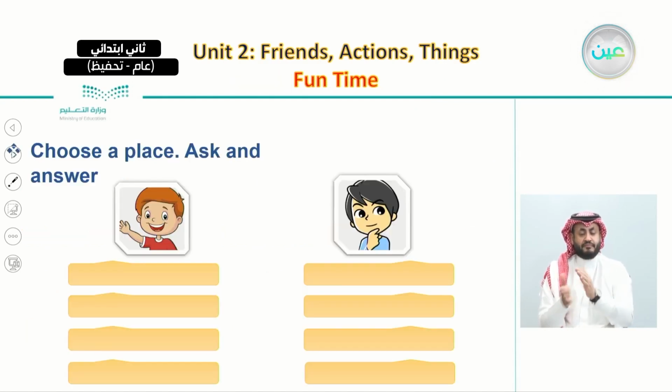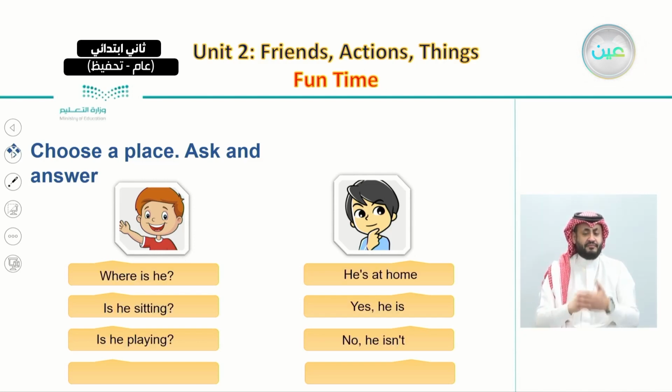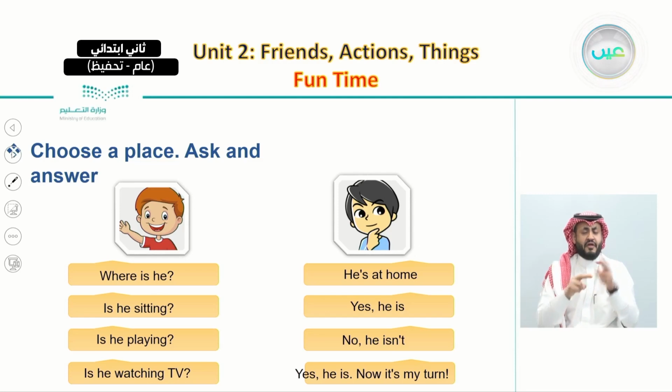Not only this, but also we did listen to two friends here, Ali and Said, to choose a place and to ask and answer a question. So we did listen to a conversation like this. Where is he? He is at home, when he asked about his friend. And is he sitting? Yes, he is. We said that we answered a question that starts with is, with answers similar to this.